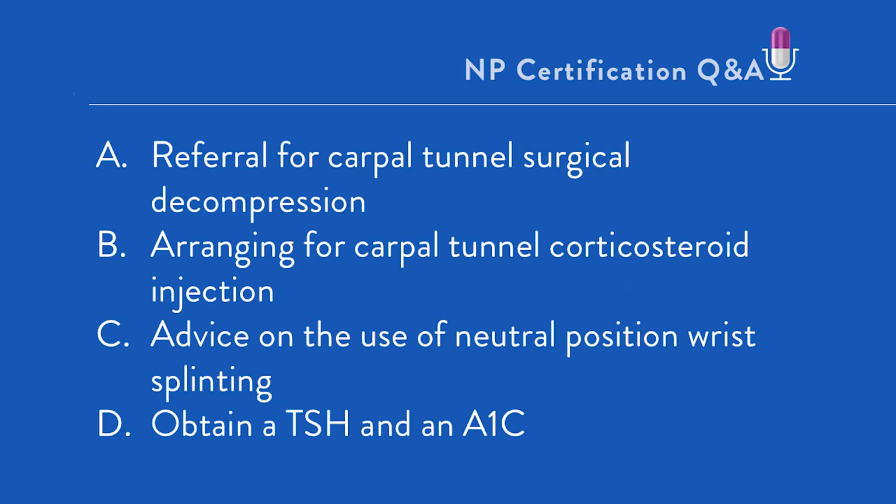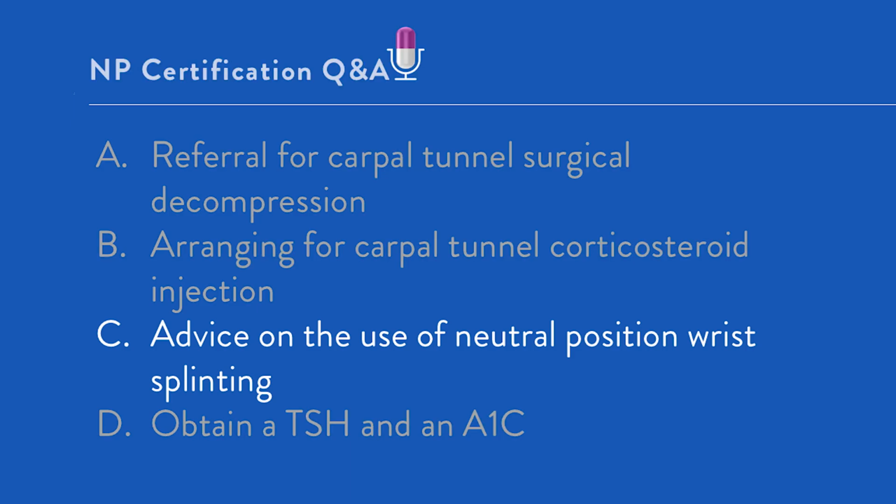A, referral for carpal tunnel surgical decompression. B, arranging for carpal tunnel corticosteroid injection. C, advice on the use of neutral position wrist splinting. D, obtain a TSH and an A1C. Correct answer is C, advice on the use of neutral position wrist splinting.